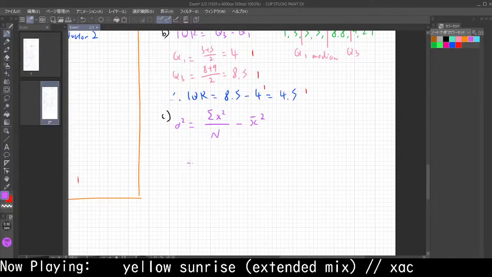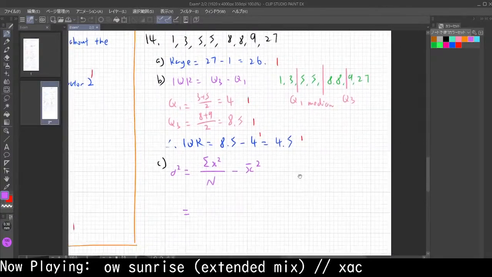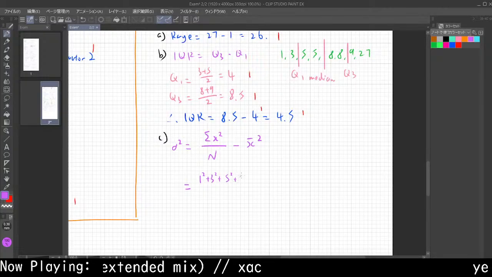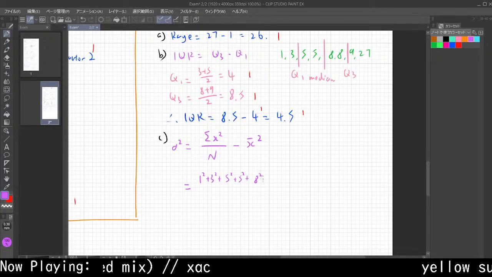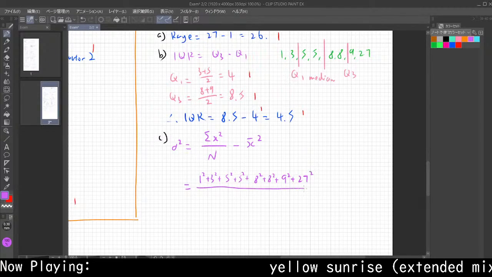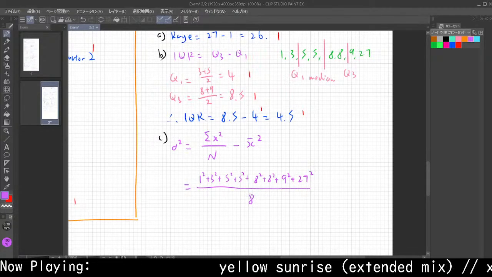Your sum of squares will just be 1 square plus 3 square plus 5 square. Just write out all of them basically. There is no shortcut to this. Please do not use ellipsis. And then divide by the total amount of things, so this will be 8.